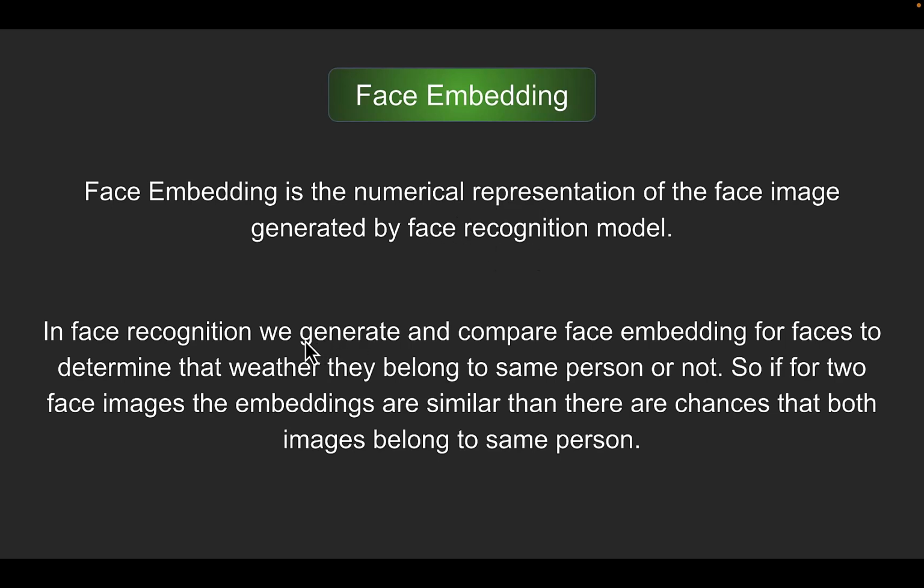In face recognition, we generate and compare face embeddings for faces to determine whether they belong to the same person or not. So if for two face images the embeddings are similar, then there are chances that both images belong to the same person. So that is a basic overview of embedding: it is a float array representing that face.